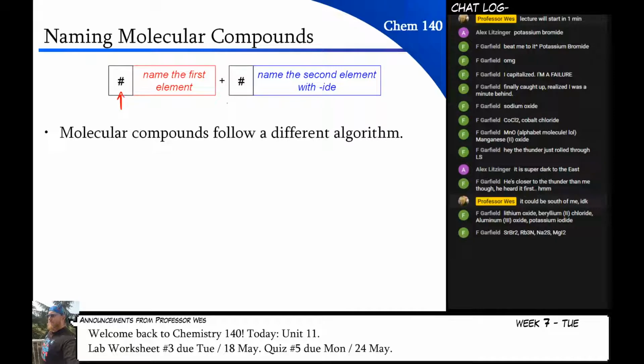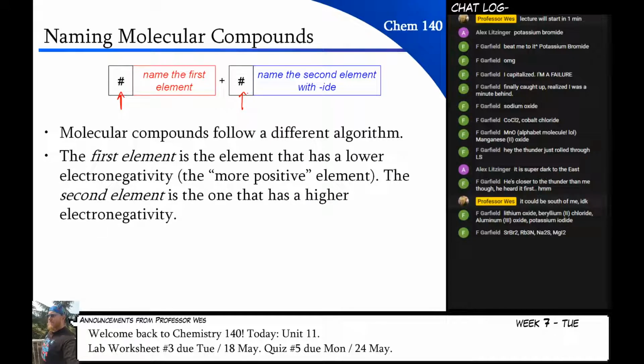You can see these pound symbols. I guess we call them hashtags today. But you'll notice that instead of saying metal and non-metal, it says first element and second element. The first element is just the first one listed in the formula. The second element is the second one. You're going to name it with I, just like you did before. But we're only dealing with non-metals this time, and also we have to deal with this number thing.